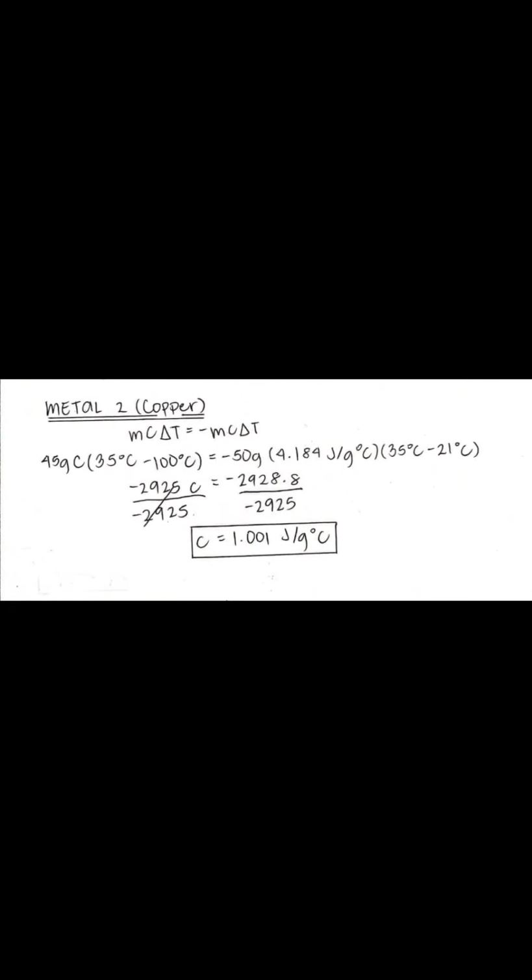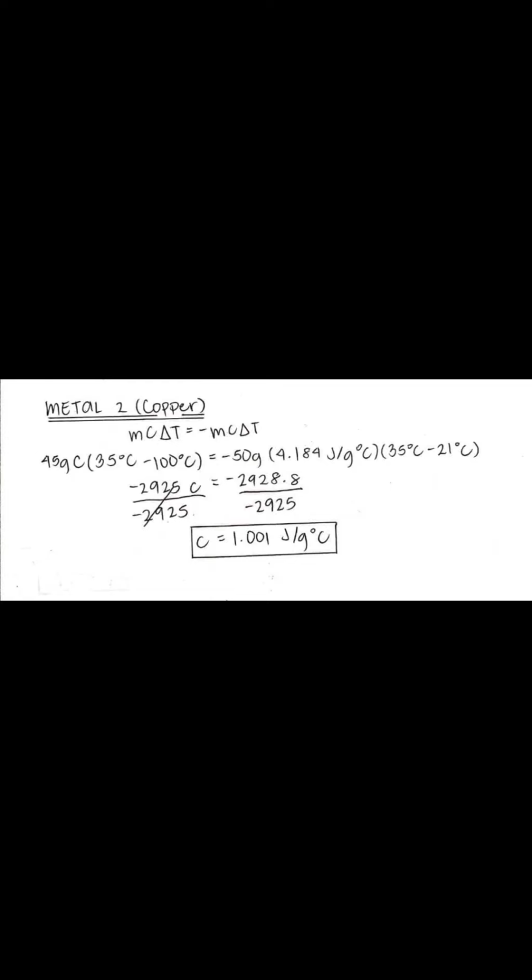Now, let's have metal 2 or the copper. The formula for this is MCΔT equals negative MCΔT. Let's first start at the left side of the equation. The mass of the metal is 45 grams, followed by the specific heat, which we are looking for, quantity 35 degrees Celsius, the maximum temperature, minus the given temperature of the metal, which is 100 degrees Celsius, equals negative 50 grams, or the volume of the water in calorimeter.